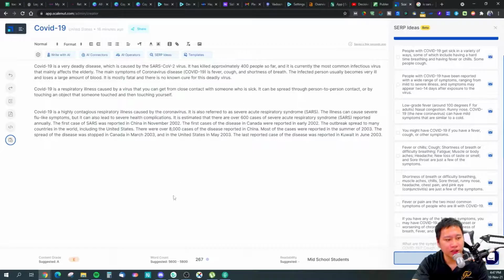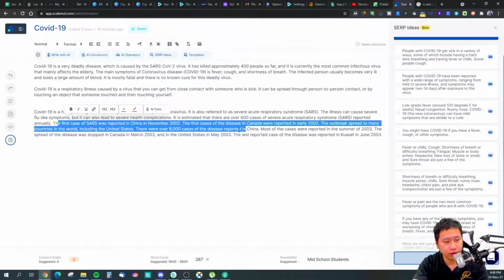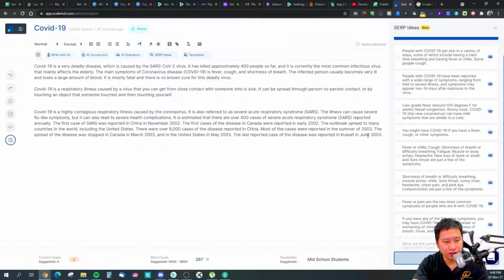So that means SARS and COVID are somewhat similar, right? It is a severe acute respiratory syndrome, which is correct. The illness has caused flu-like symptoms. But it seems to go a little bit off tangent right here, because I want to be writing about SARS-CoV-2 or COVID-19, not SARS itself.